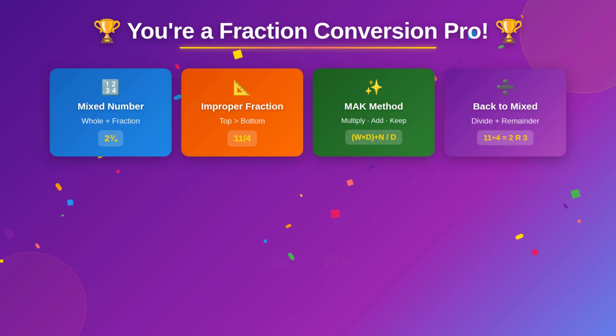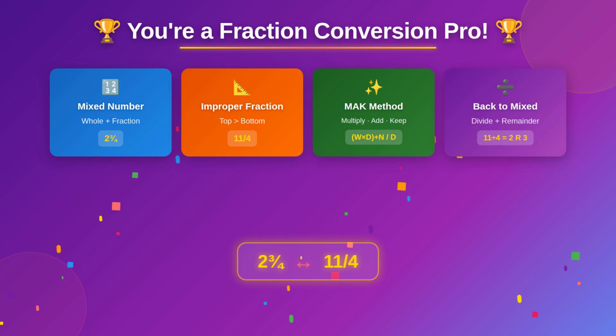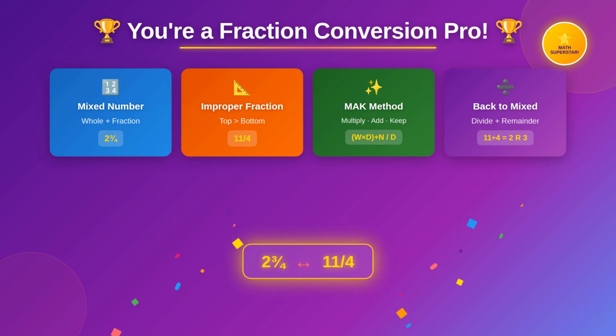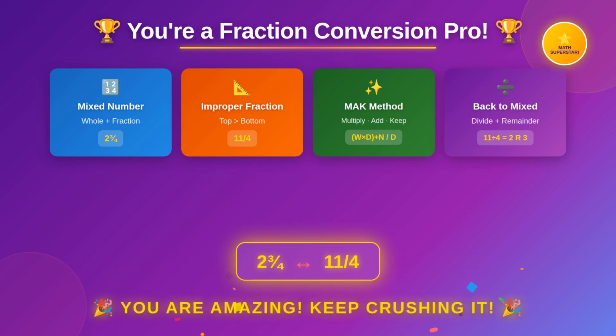Incredible work today. Let's do a super fast recap. A mixed number has a whole number plus a fraction. An improper fraction has a numerator that's bigger than the denominator. To convert a mixed number to an improper fraction, use MAC: multiply, add, keep. To go from an improper fraction to a mixed number, divide and use the remainder. And always double-check your work. You've got 2 3/4 equals 11/4 locked in your brain.